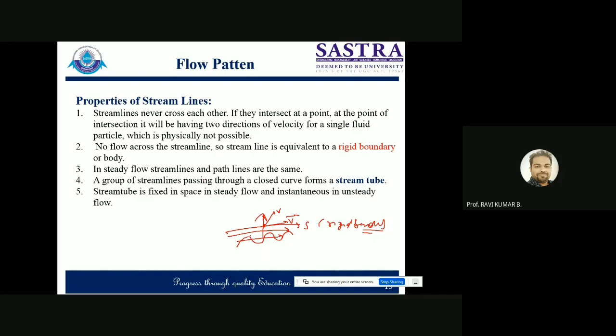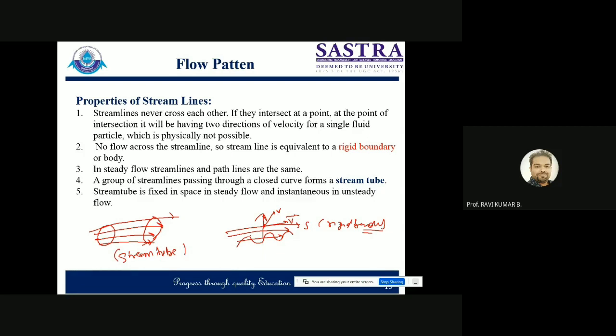Next one, a group of streamlines passing through a closed curve. If I am considering a closed curve here, a group of streamlines are passing through it. One has gone like this, another is going like this. Like that flow is taking place. These are different streamlines, S1, S2, S3. So in a single flow, you will have a number of streamlines. If they are passing through a closed curve, they will be forming the stream tube. So if I consider one cross section here, this will be known as stream tube.